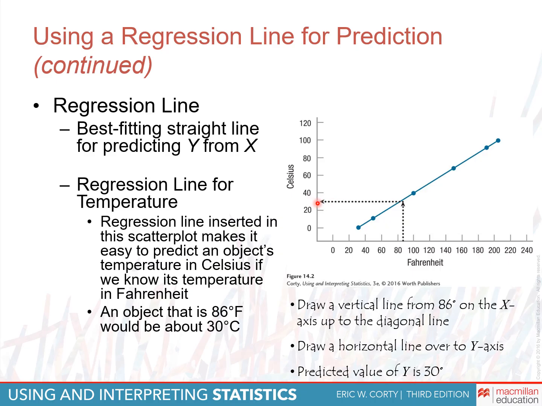So again, if our Fahrenheit temperature is about 80 degrees, we'd move up and to the left to see what that is for Celsius, and we get about 30 degrees. Having that regression line helps us to actually predict what the value would be in Celsius if we know the value in Fahrenheit.